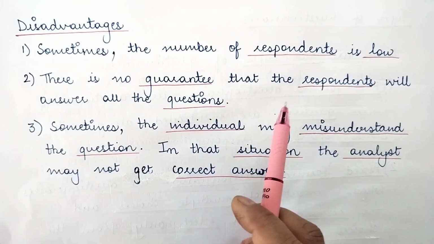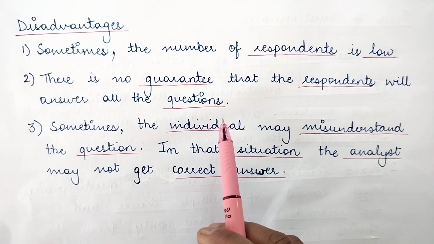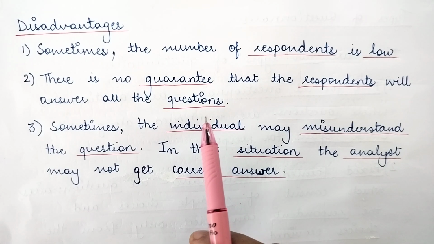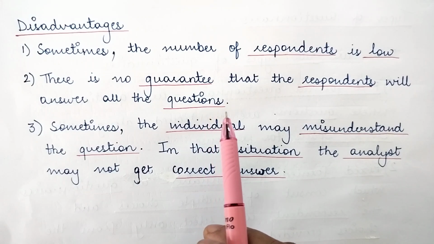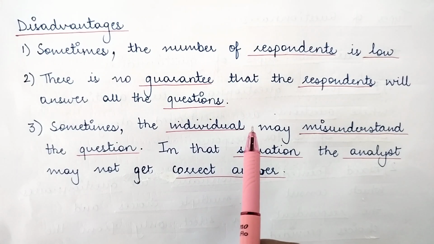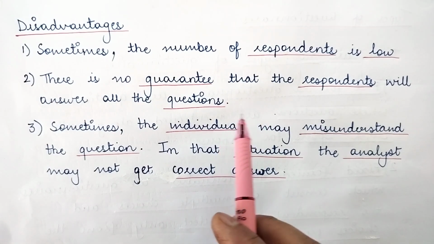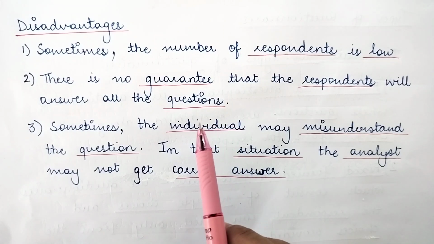Then there is no guarantee that the respondents will answer all the questions. Like in a personal interview or in a group discussion, there is one-on-one interaction. So when you ask a question to a respondent, he has to answer that question. But when you are giving questionnaires to the respondents, it is not necessary that they'll answer all the questions. They may or they may not answer all the questions. So that is again a disadvantage over here.